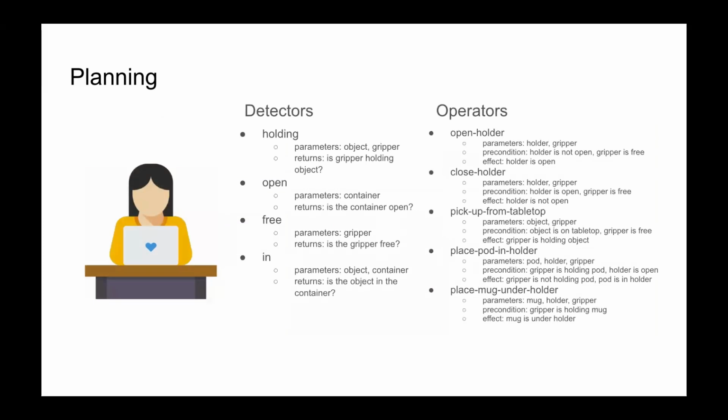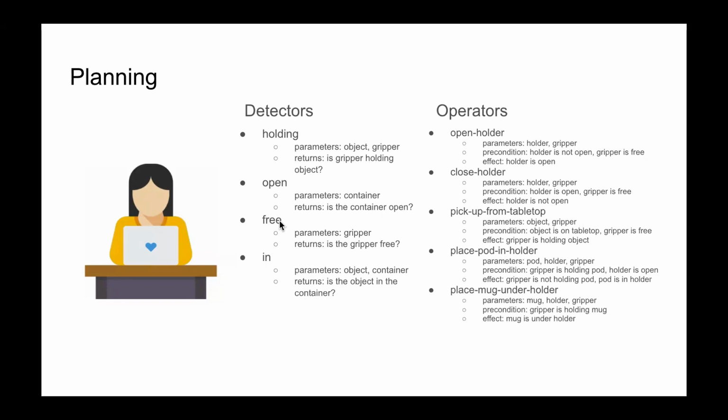Enter me, the human software engineer. I probably spent a couple hours to define a few detectors and operators for the robot. The detectors enable the robot to detect the environment's current state, what's true and what's not true. For example, here we have a holding detector, and it takes as parameters an object and the gripper, and it returns whether the gripper is holding the object or not. And we have an open detector, which takes a container as a parameter and tells the robot whether the container is open or not.